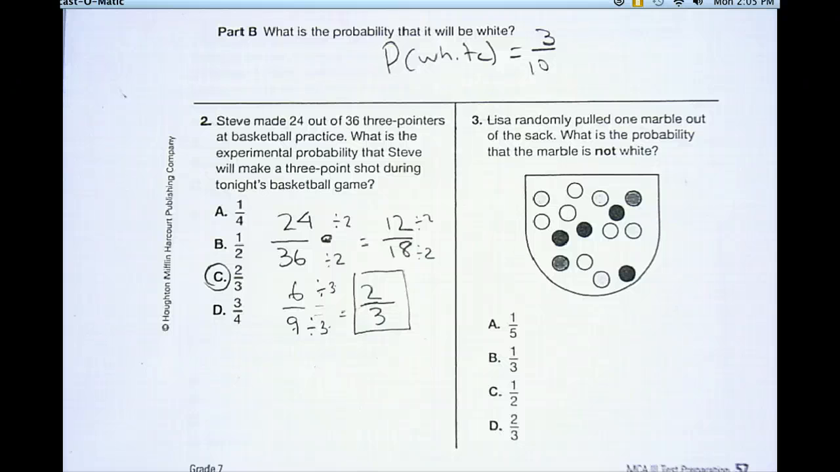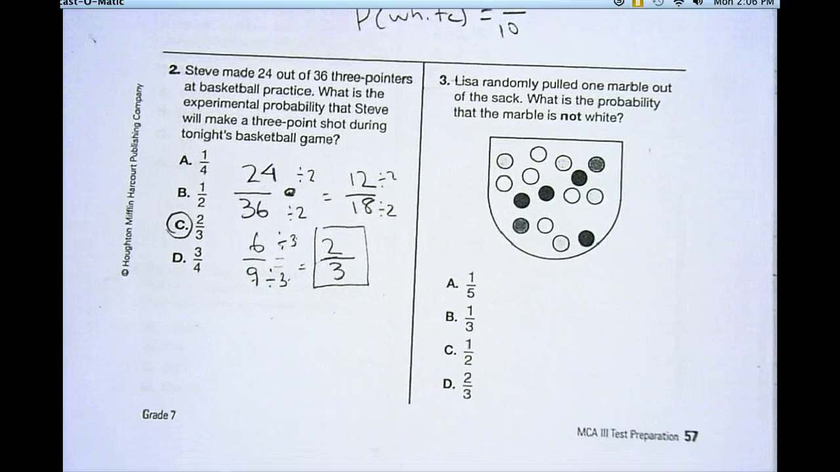It's really important that you take your time with these and make sure you try and do the best you can on them. Okay, next problem, number 3. Lisa randomly pulls one marble out of a sack. What is the probability that the marble is not white?